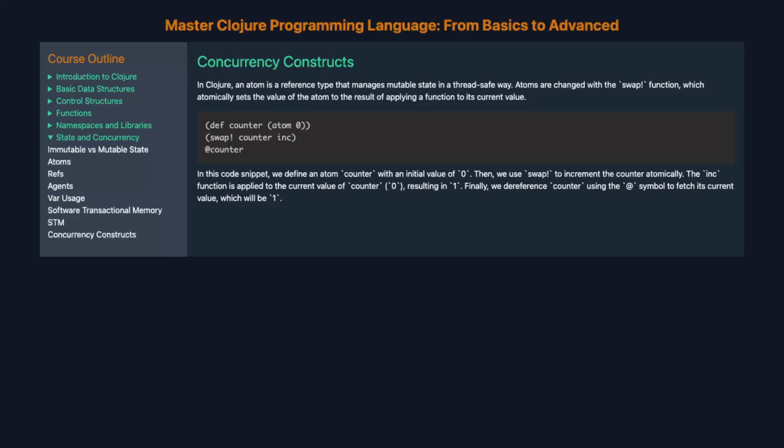In this code snippet, we define an atom counter with an initial value of 0. Then we use swap! to increment the counter atomically. The inc function is applied to the current value of counter, 0, resulting in 1. Finally, we dereference counter using the @ symbol to fetch its current value, which will be 1.